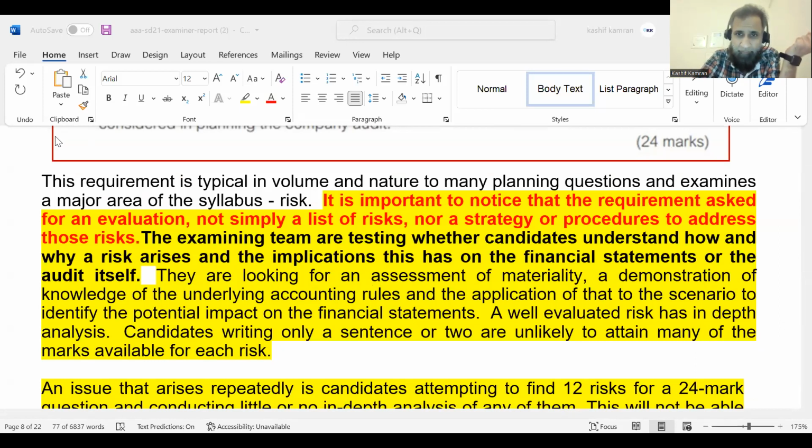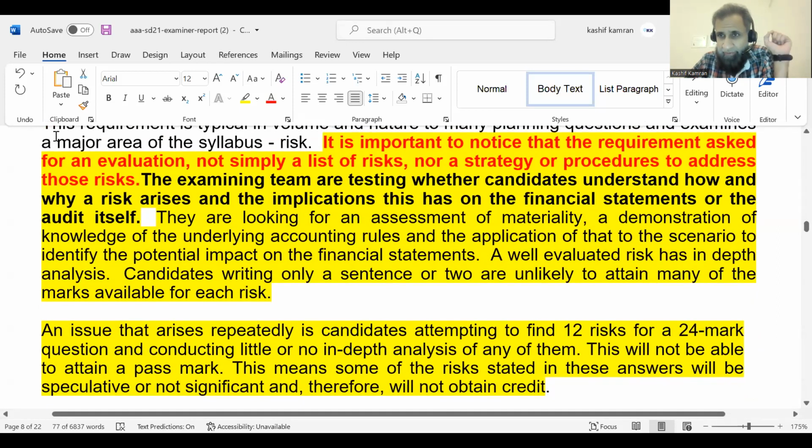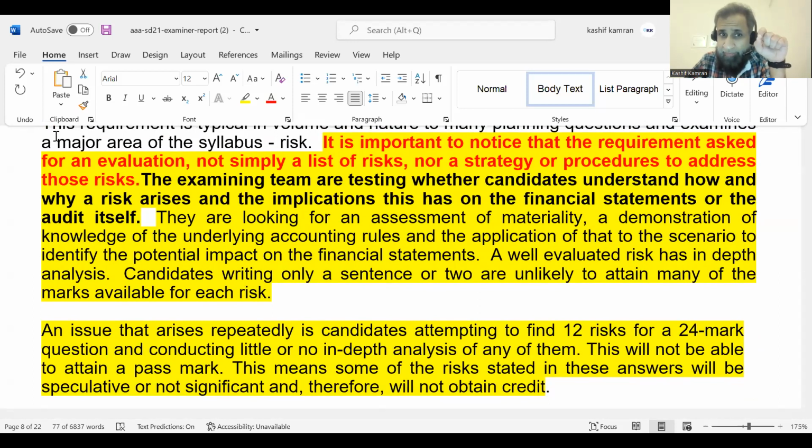Okay, the first one. I'm reading the yellow paragraph. It is important to notice that the requirement asked for evaluation, not simply a list of risks, nor a strategy or a procedure to address those risks. A lot of the time students write the mitigation of risk as well. No, the examiner is only asking for evaluating the risk, not the mitigation of risk. If you're writing a procedure to mitigate a risk, that is technically wrong. You do that in the AA paper, the F8 paper. In the F8 paper, you write the risk and the response to risk. But in the AAA paper, you're only writing evaluation of risk, full stop.